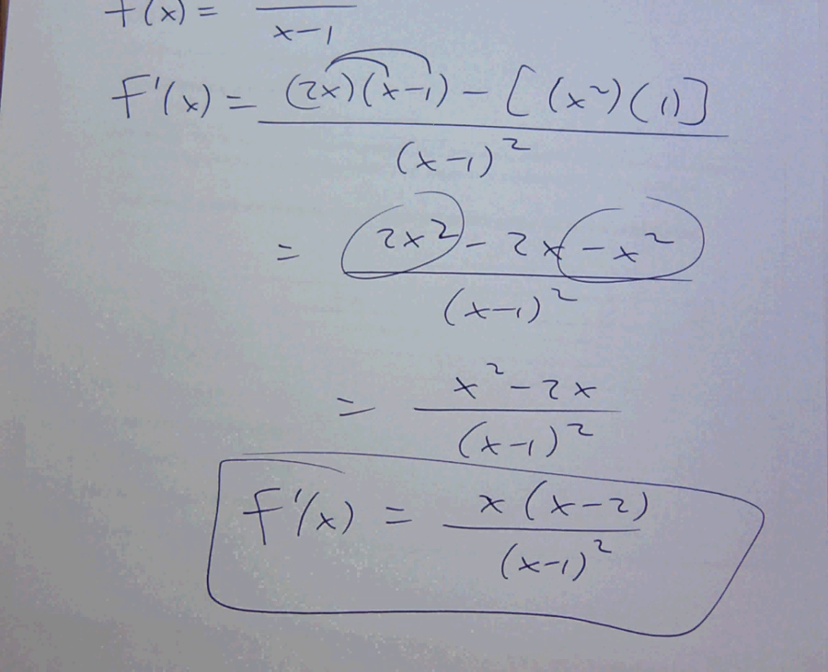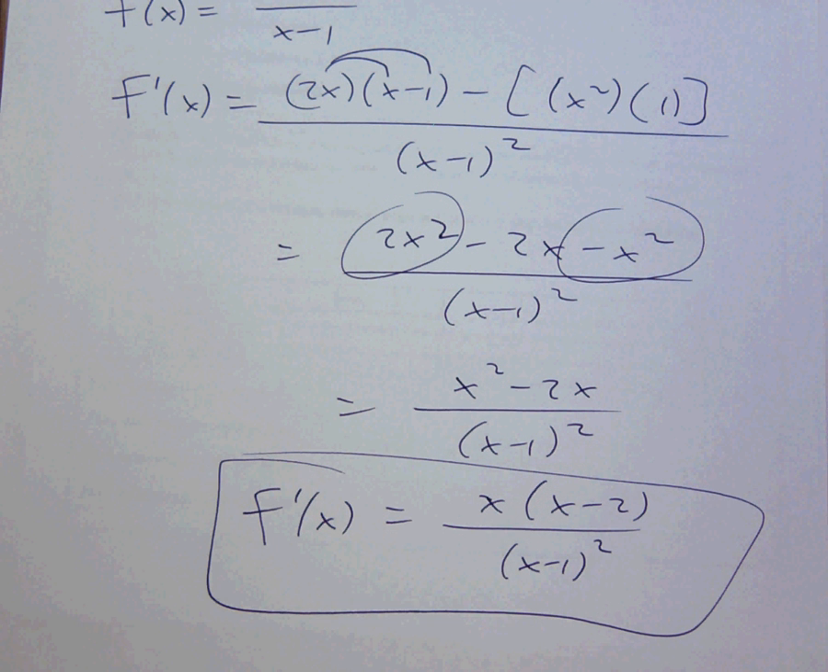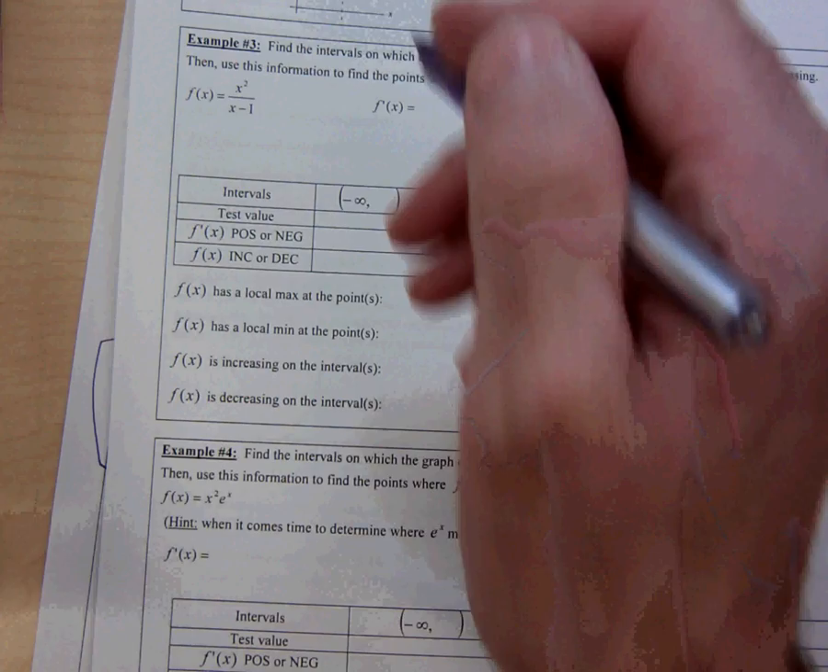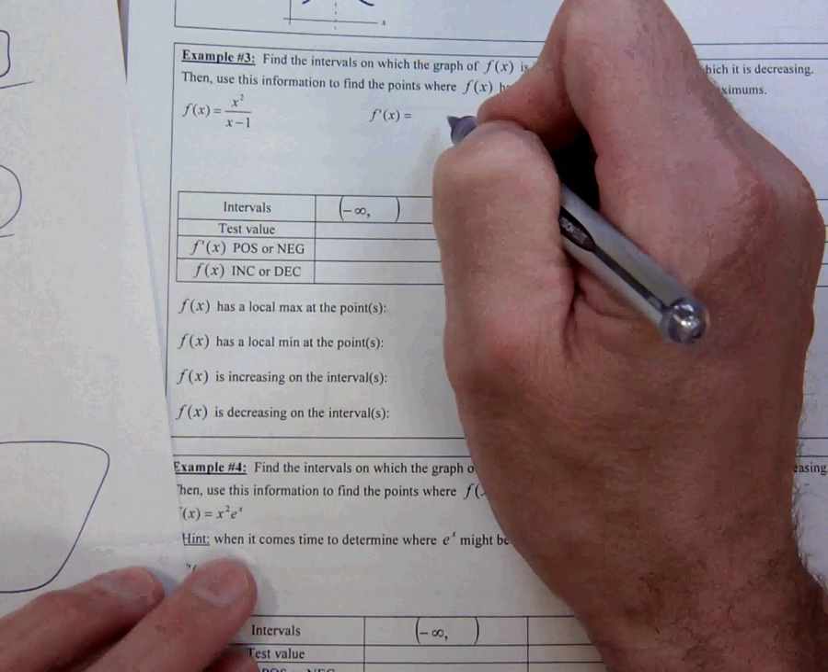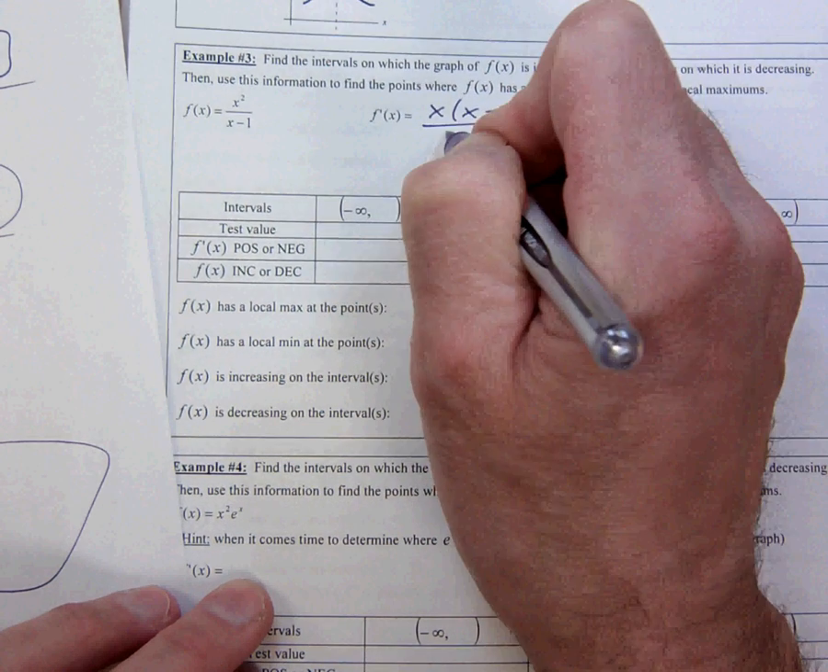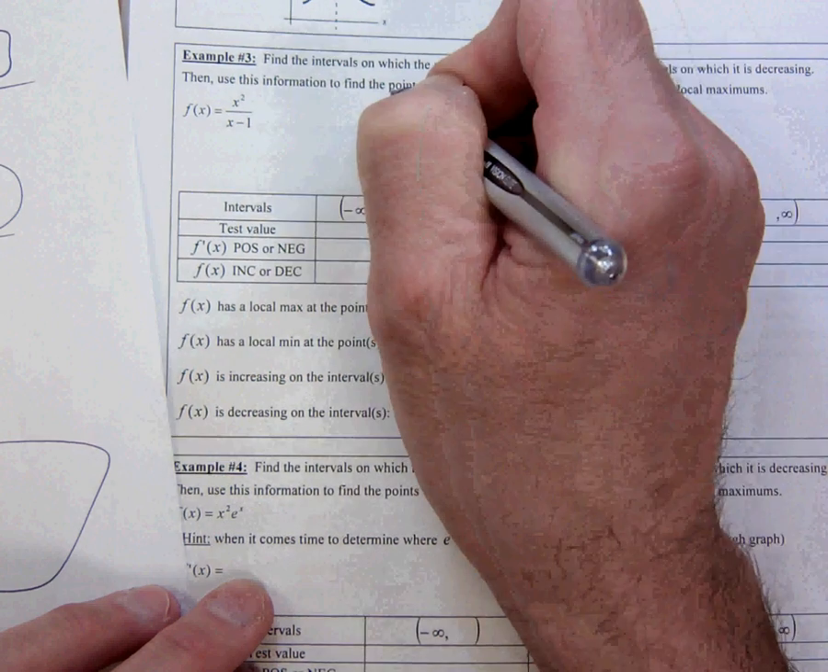Good? Can I take that down now? Is that okay? I mean, it's just the quotient rule. You guys know that already, right? Okay. All right, so let me just write that down here. So x times (x minus 2) over (x minus 1) quantity squared. Okay, so there's my derivative.